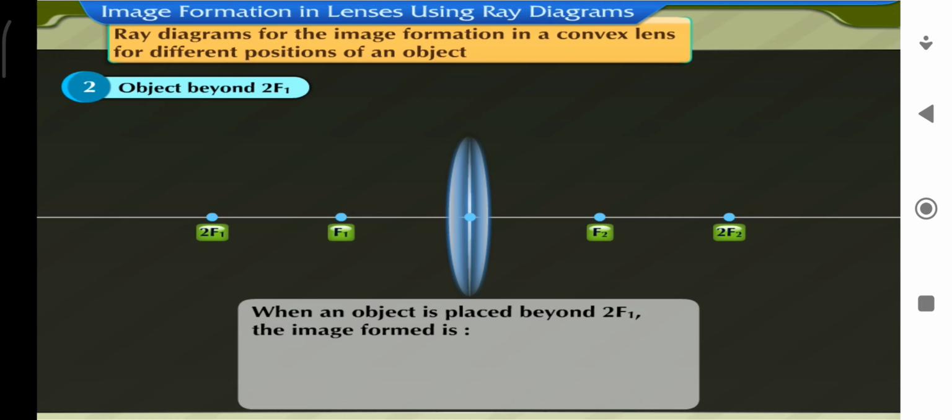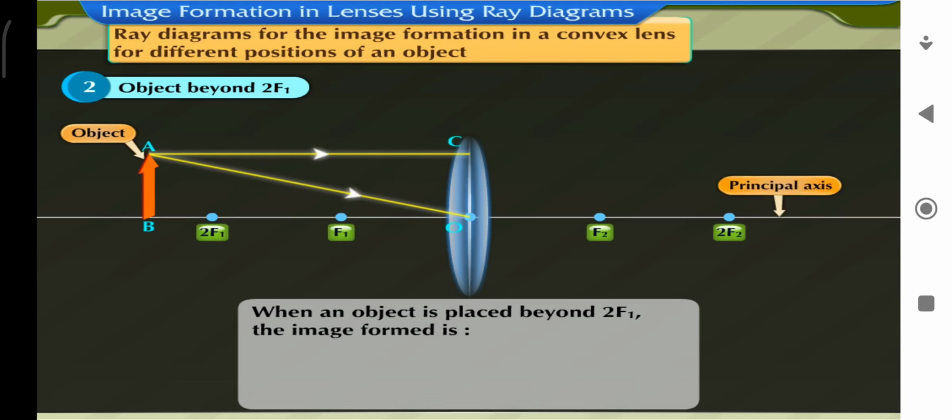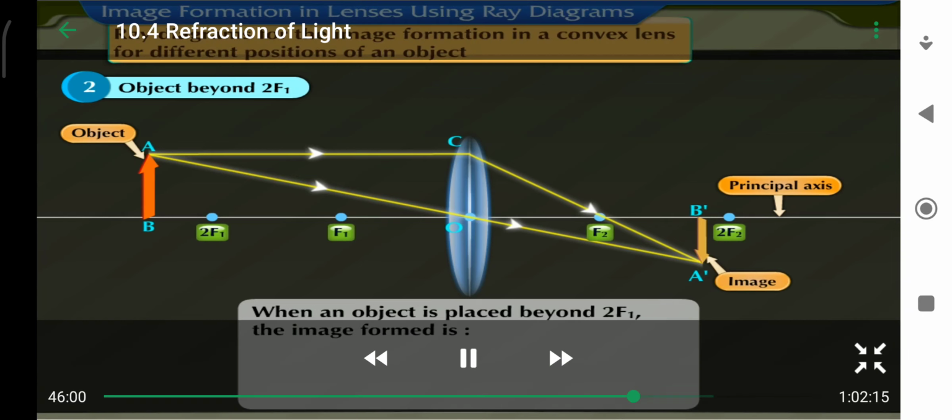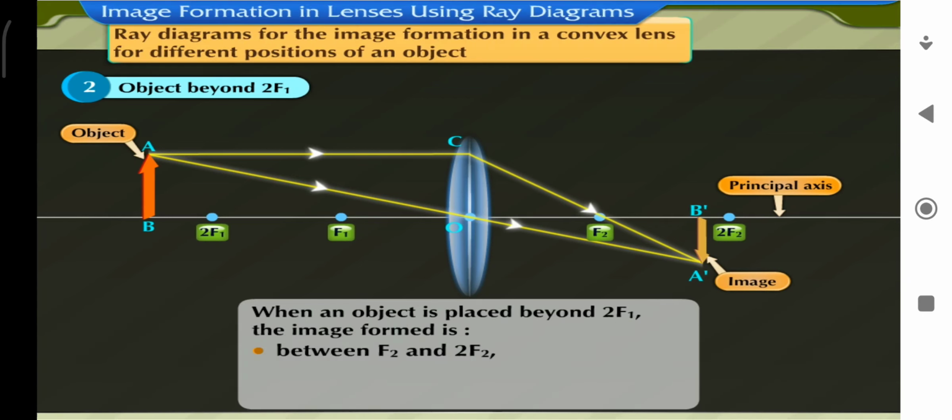Object beyond 2f1. Let the object be placed beyond 2f1. Let us consider two rays AC parallel to the principal axis and the ray AO passing through the optical center O of the lens. The ray AC passes through focus f2 and the ray AO passes through the optical center without any deviation. Thus, the image A'B' is formed between f2 and 2f2. The image is diminished, real, and inverted.